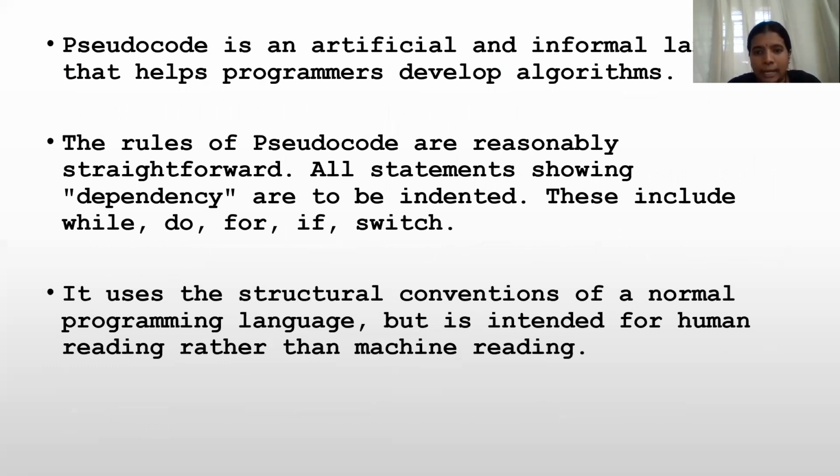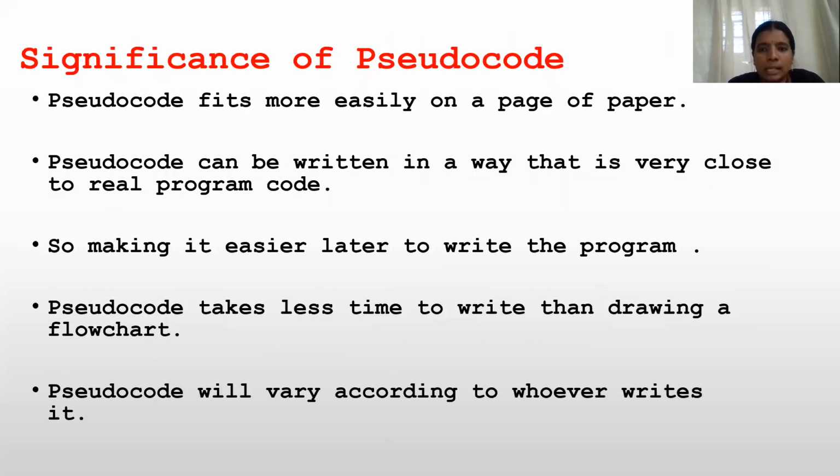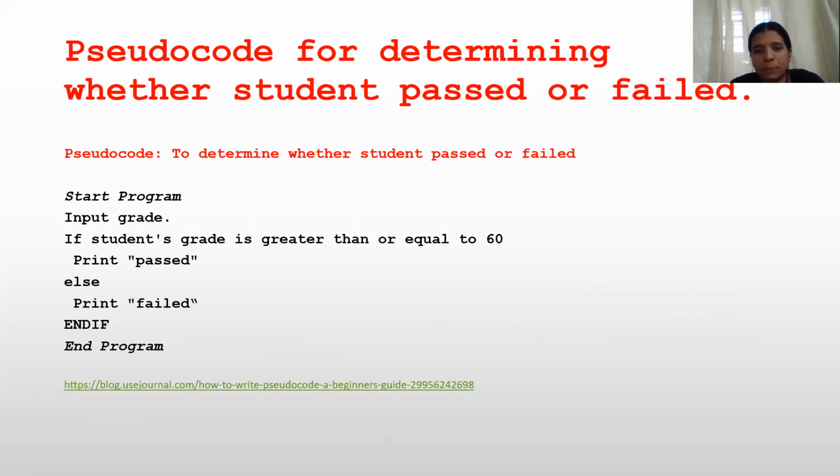So pseudocode has a few restrictions. You've got to indent all that particular while, do-while, for, if, etc., in case you're using them in your code. It uses structural conventions, unlike a normal programming language. It is maintained for humans rather than machines. Pseudocode is not meant for machines to understand. It is meant for humans to understand. So, significance of pseudocode: pseudocode fits more easily on a small paper. Pseudocode can be written in a way which is very close to real programming. Pseudocode will vary according to whoever writes it because it is not much structured.